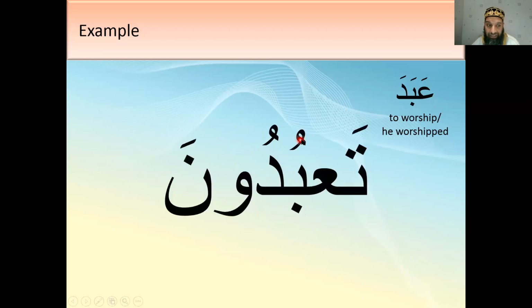Ta'buduna. So again, abada is there. So worship. This verb is present tense. Something to do with worship. The ta does what? You. So we're sticking with the masculine one because that comes most. So you all abada. You all do that verb, whatever that verb means. In this case, abada means to worship. So you all worship.